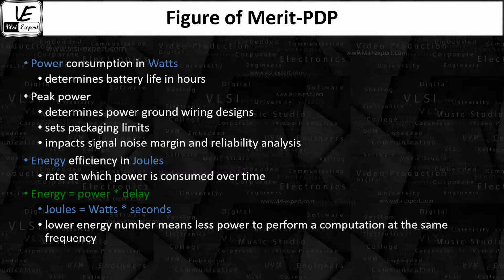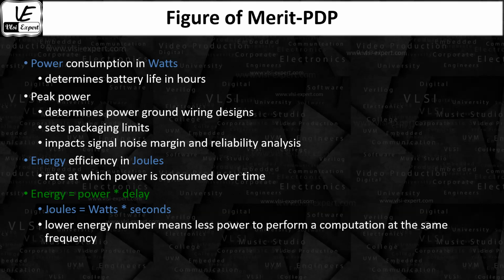Now, figure of merit, or how we tell the performance of any particular device. Figure of merit is basically the product of the signal propagation delay times and the average power dissipation. For digital systems, we are considering PDP, that is the power delay product. It is a quantity which is used as a measurement of effectiveness of a system. So if we say power consumption in watts, it basically determines the battery life in hours. Then we have the peak power, which determines the power ground wiring designs. It is used for the setting of the packaging limits. It also impacts the signal noise margin and the reliability analysis.